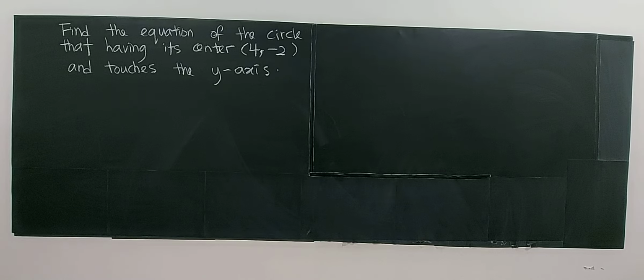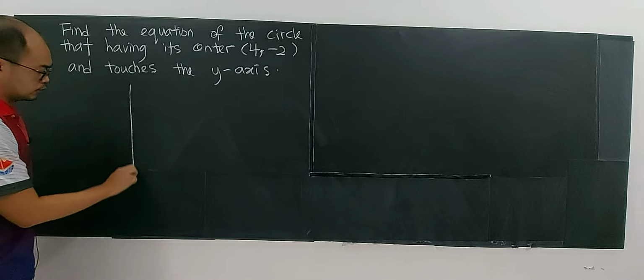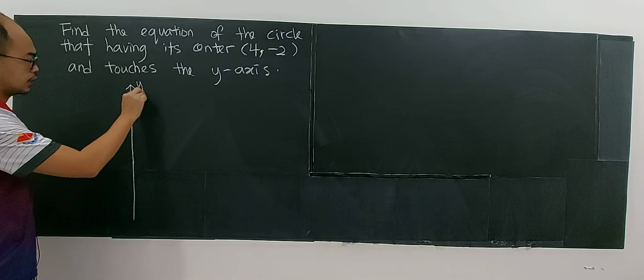Alright, let's see how to solve this equation. Find the equation of the circle that has its center at (4, -2) and touches the y-axis. So you should try before I look at my solution. The meaning of touch here is okay, y and x.